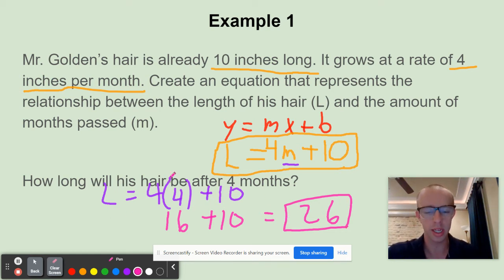All right, and this makes sense, right? If I didn't ask you to create the equation at all, I think you could have still done this. I said, Mr. Golden's hair is 10 inches. After 4 months, if it grows at 4 inches per month, how long is it? You would have done 4 times 4, and you would have added 10. You would have got 26. Creating the equations will let us solve more complicated questions in the future.